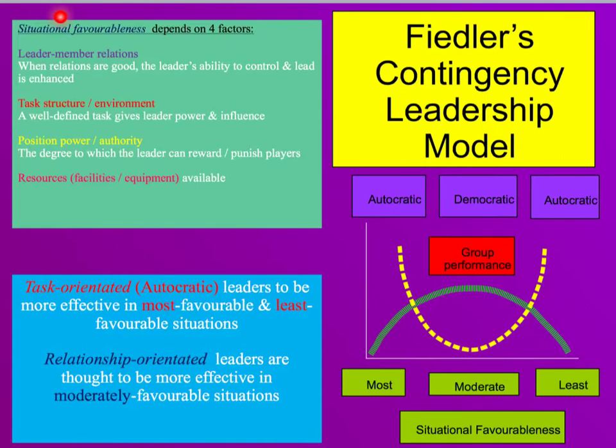So you can see there are 4 things that affect the favourableness. Basically if all these 4 things are good, then it's a more favourable situation for the leader to lead. Very quickly, we've got the leader-member relations. If the players like the leader, respect the leader, etc., that will be high favourableness. That makes it easier for the leader to lead that group. If the task is well defined and structured well, that gives the leader some power and influence over the players. As does the fact that if they have some authority. So, can the leader reward and punish players, for example?